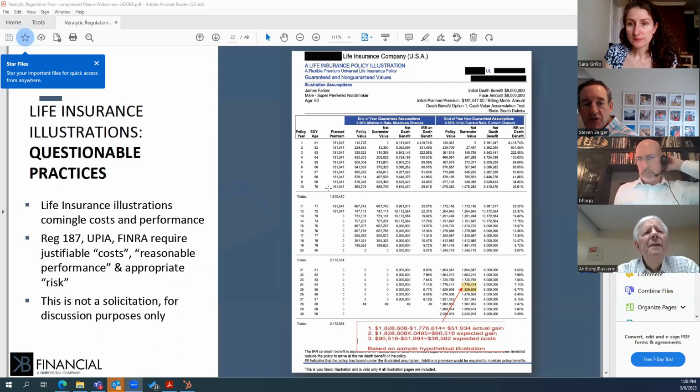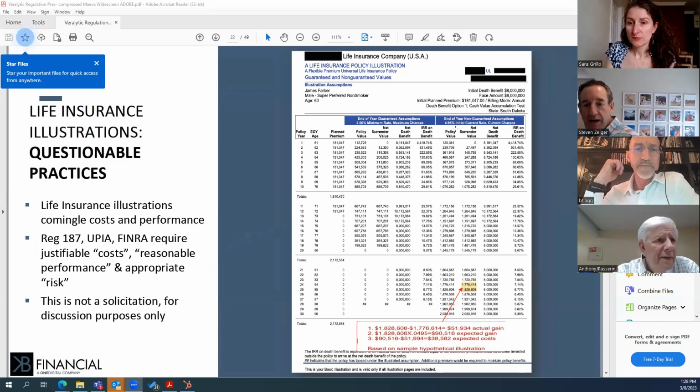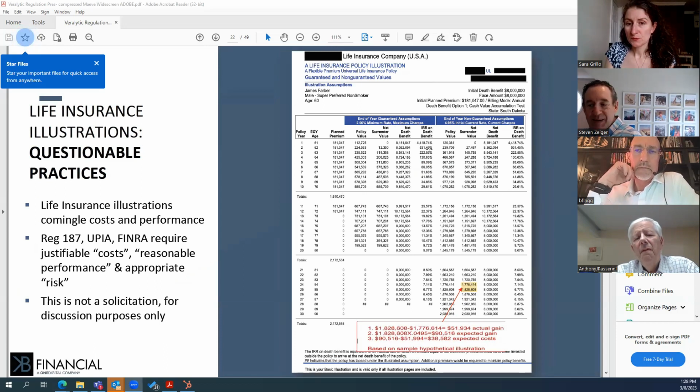So this is a life insurance illustration that everyone's probably seen, right? Here's the premium. Here's the cash value at a 2% guarantee. Here's the cash value at a 4.95% guarantee. But one of the things that we want to learn about today is, in a life insurance illustration, it's impossible to determine what the costs are, and it's impossible to determine what the performance is.